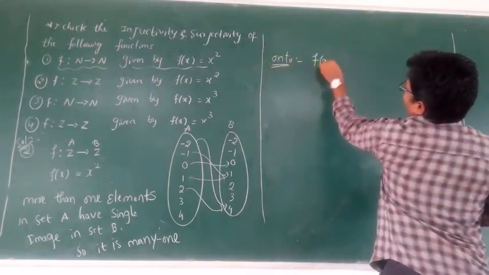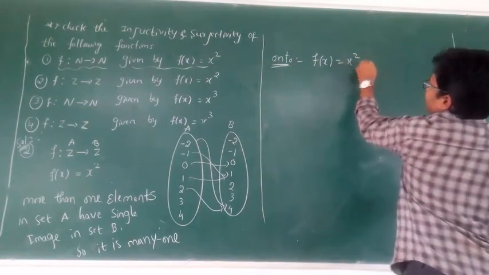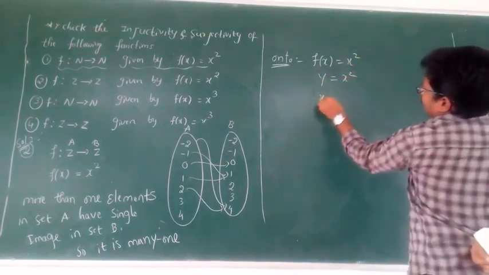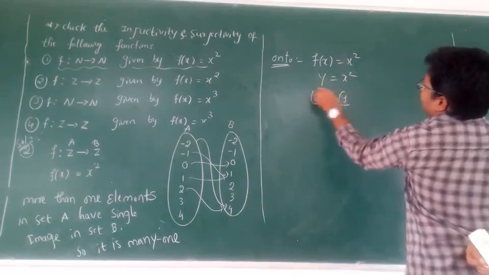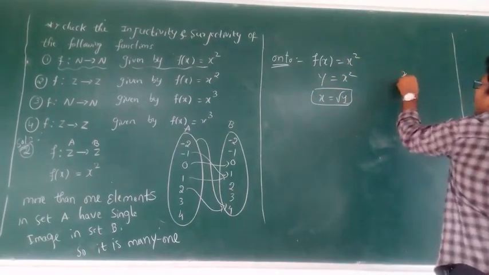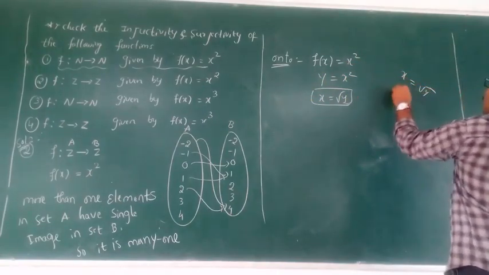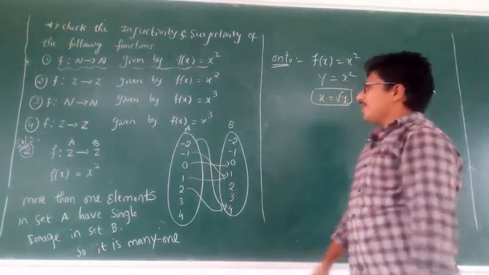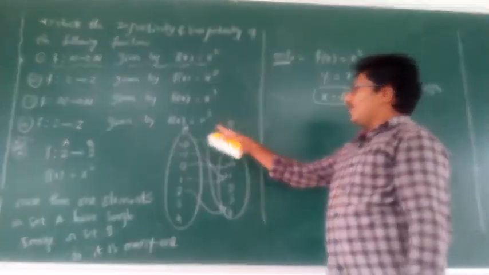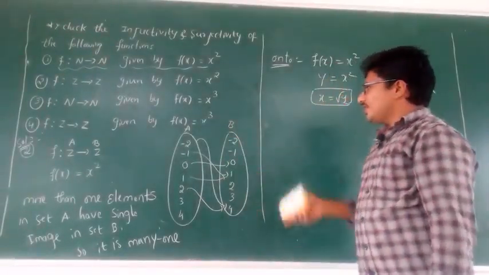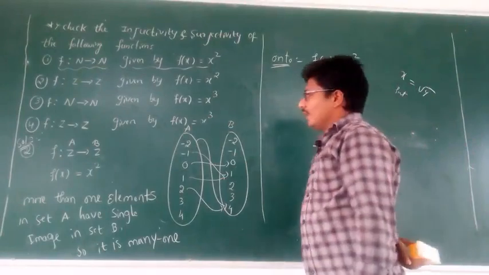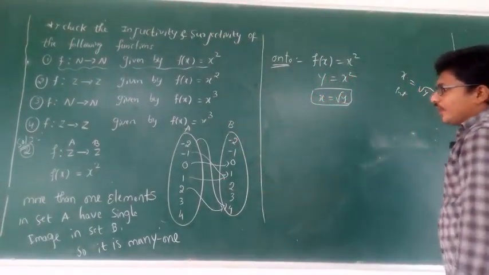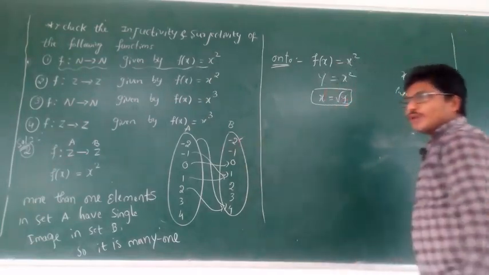The function is f of x is equal to x square. Follow a similar procedure as in the previous problem. y is equal to x square, x is equal to root y. In the placement of y, fill in values. Which elements are not free images here? Just take those values, the elements in set B that are not connected. What happens? Minus 2 is not connected.